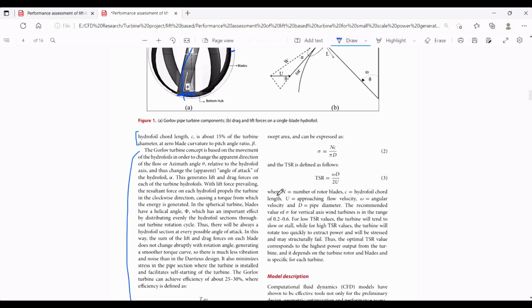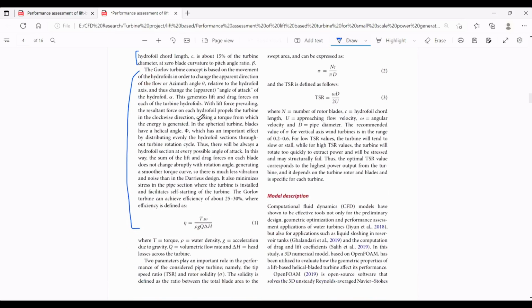So, what it does is that in this spherical turbine, they have a helical angle of phi, as shown in this diagram, and this angle phi distributes the hydrofoil section evenly during the turbine rotation, which means that there will always be a hydrofoil section at every possible angle of attack. In this way, the sum of the lift and drag force on each blade does not change abruptly with the rotation angle, generating a smoother torque curve. So there is much less vibration and noise than in the Darrieus turbine. It also minimizes the stress in the pipe section where the turbine is installed and facilitates self-starting capabilities of the turbine.